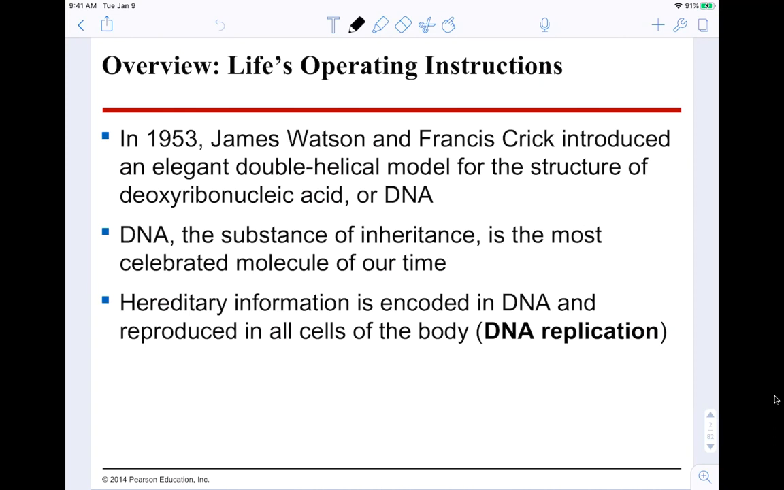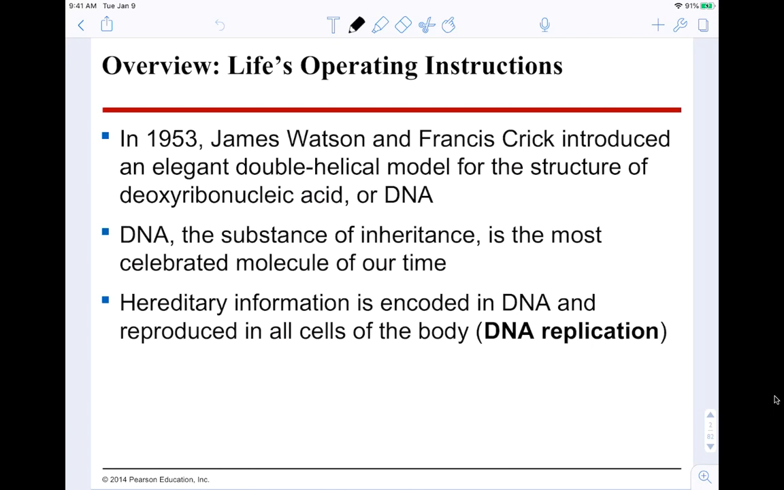So DNA is the substance of inheritance. It's the most celebrated molecule of our time. This is the secret to unlocking the human or any kind of genetic code, right? But studying DNA for our own purposes is selfish, but interesting.